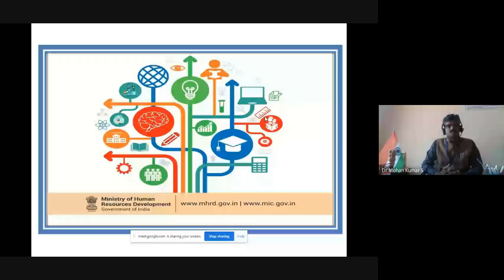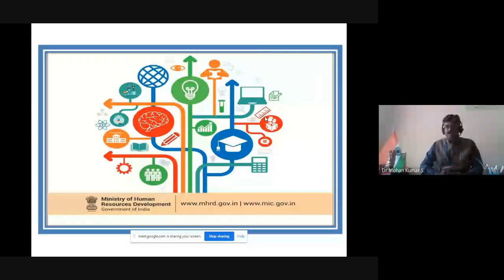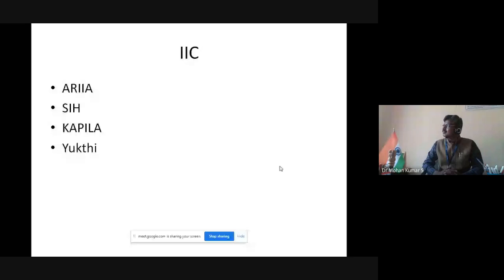Thank you. So, the Ministry of Human Resource Development, along with UGC and AICTE, collaborated activities are happening with institutions' innovations. You can understand the portal addresses, mhrd.gov.in and mic.gov.in, to refer to what exactly this institution innovation cell is contributing. As I mentioned, I will brief about the institution innovation cell of our MHRD's core part, what exactly they facilitate, in the case of four categories: ARIA, Smart India Hackathon, Kapila, and UT. These are the four different categories I need to brief you.